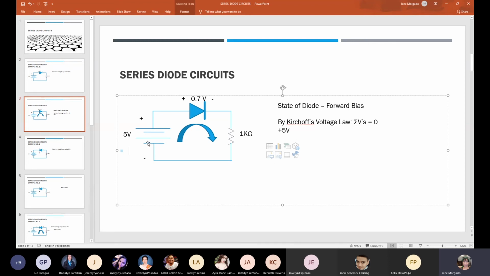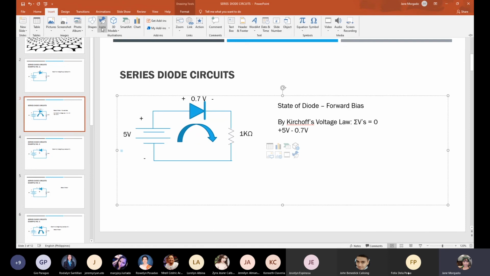So let's say you start with the 5 volts DC supply here. Okay, lumabas siya sa positive, so that's why you have a positive 5 volts. Okay, next is the diode. Okay, papasok sa positive, lalabas sa negative. So, what will be the sign for the voltage drop across the silicon diode? So, we'll have minus 0.7 volts. Okay, so we shall bear negative 0.7 kasi lumabas siya sa negative.